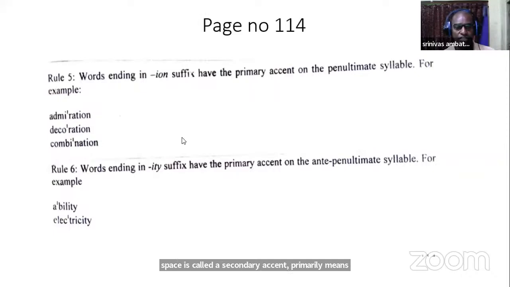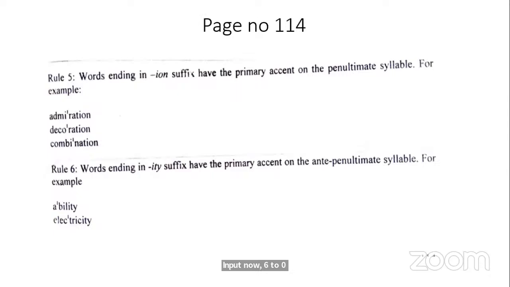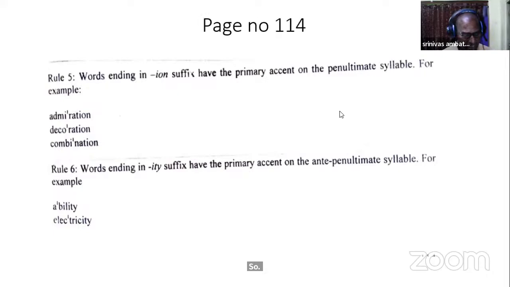Now, sixth rule, is it over, sixth rule? Yes, sir. Let's move on now. Sixth is done. So, our unit 9 is done. I think I have one more. Yeah, fine.